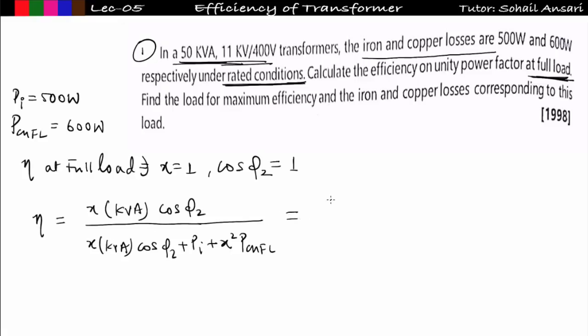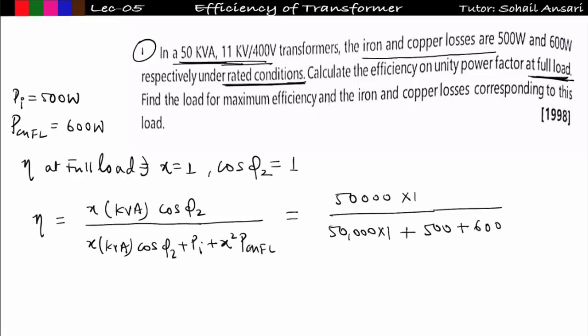Apply this: x is 1, so put 1, this will be equal to 50,000 multiplied by cos phi, which is 1, by 50,000 into 1 plus iron loss, 500 watt, plus copper loss, 600 watt. The value of x is 1, and this copper loss is the full load copper loss, remember this point. So you will get the efficiency equal to 0.9784, and multiplied by 100 in percentage it is 97.84.